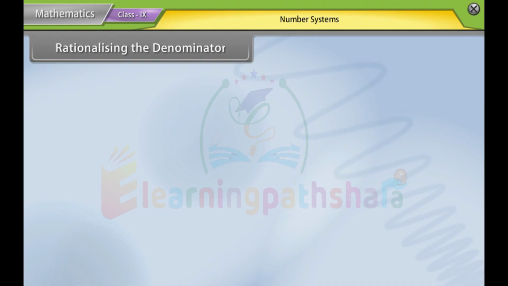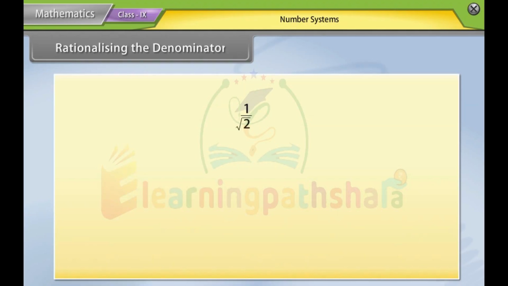Rationalizing the denominator. Now look at this number. It is difficult to tell its position on the number line, but if we can rationalize the denominator, that is, make the denominator a rational number, then we can easily tell its position on the number line. So let us learn to rationalize the denominator.